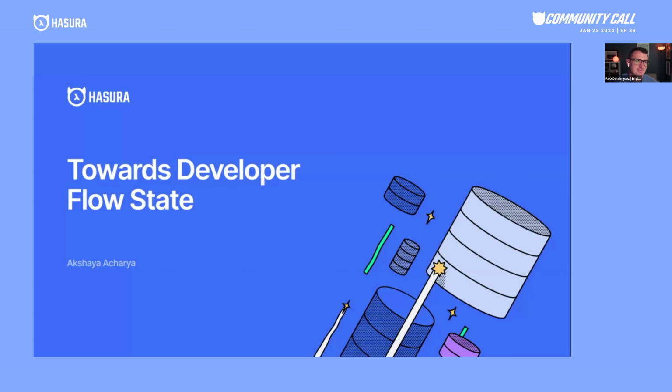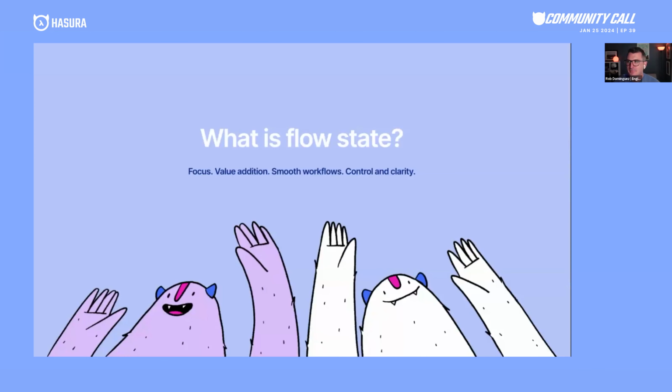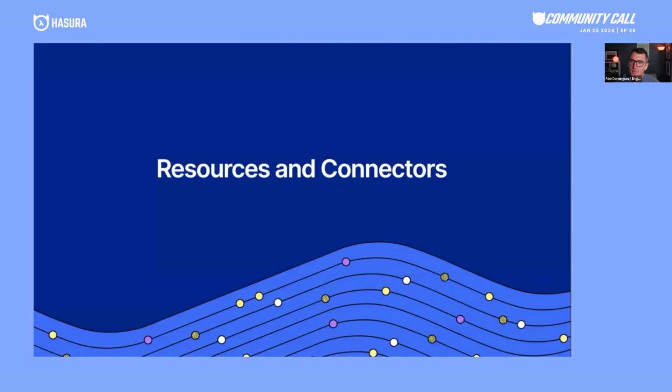Hi, I'm Akshay from Hasura, and here's how we're making the developer experience even better for Hasura v3 DDN. What is flow state? The developer can focus on bits that add value. There are workflows that don't get in the way, and the developer always has full control and clarity over what's happening. To set some context, here are some changes we're making to connectors and the resource model.